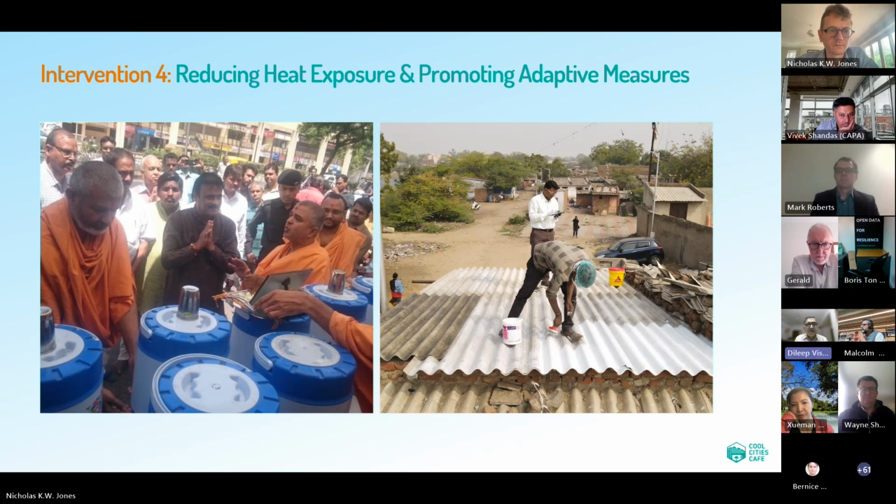The last intervention was reducing heat exposure and promoting adaptive measures. So painting roofs white, what is called a cool roof, providing free cold water for drinking at 700 places in the city, planting more trees, and developing cooling centers, besides awareness. So these were the main four actions done by the city. Next slide, please.